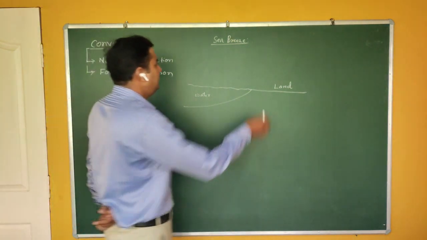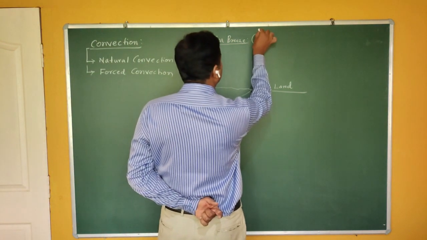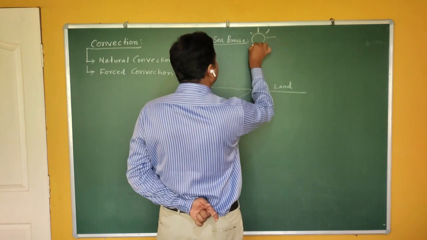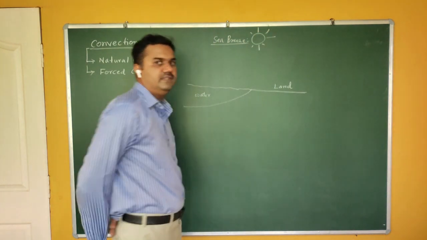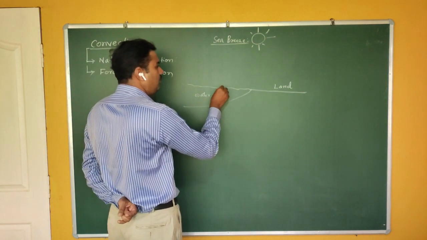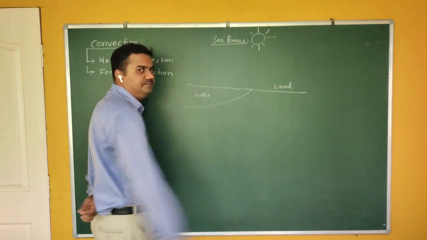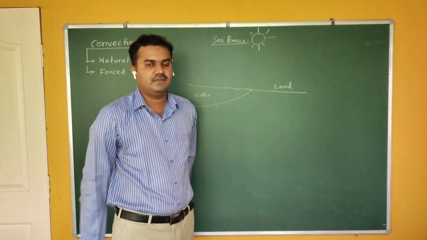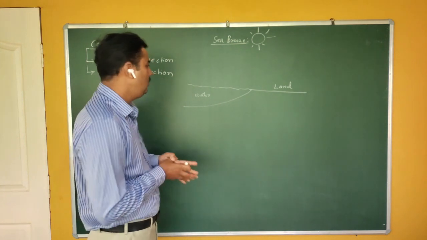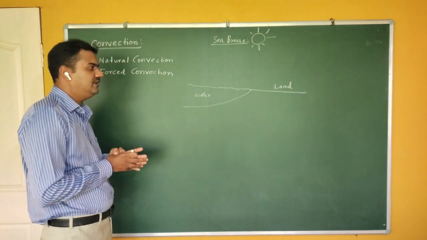Now see here, during daytime, the sun is present, and sun is the main source of heat energy. So the sun gives heat energy to water as well as the land. So as they absorb the heat energy, they get heated. Water and land both get heated.